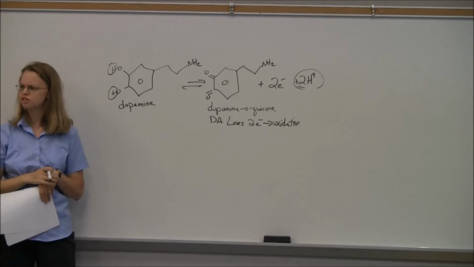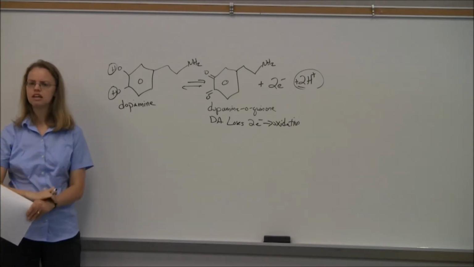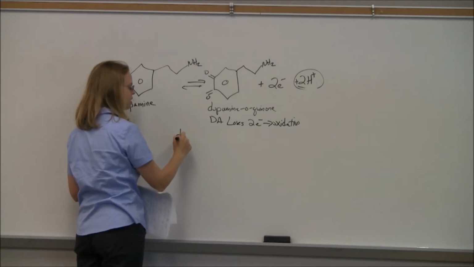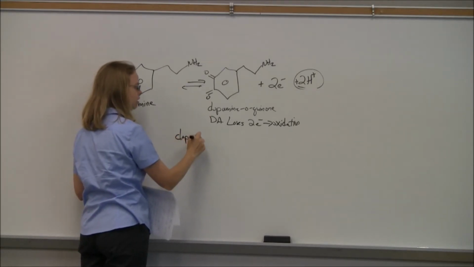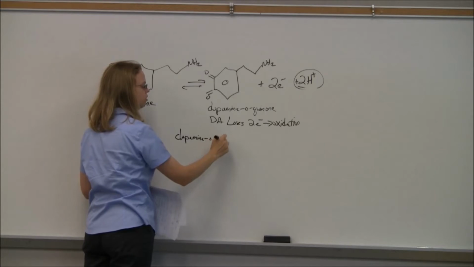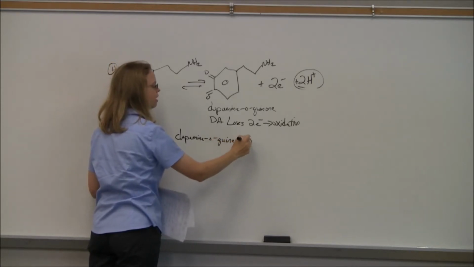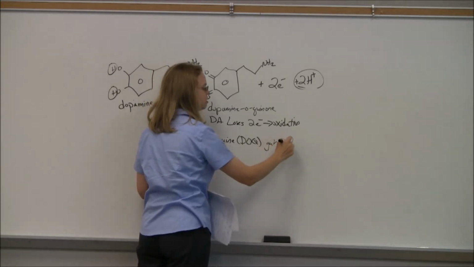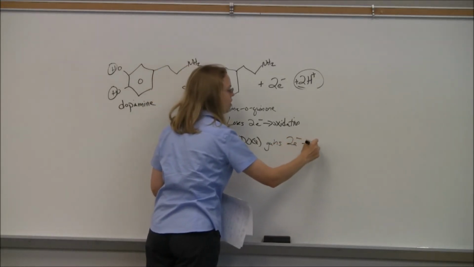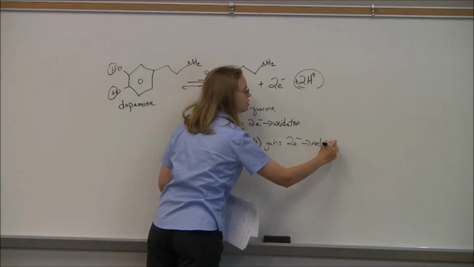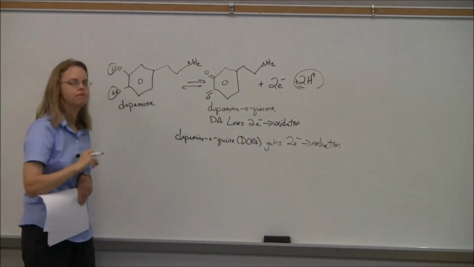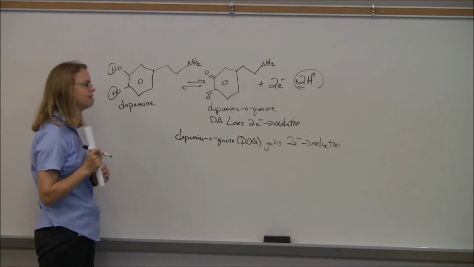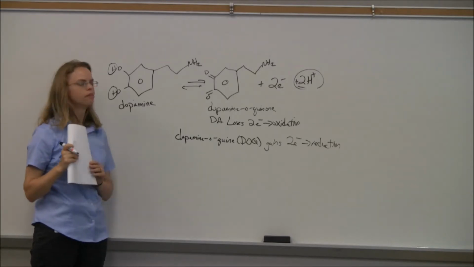It loses protons too, and that's part of the charge balance. All right, and so when we go back the other way, dopamine orthoquinone, which we usually write like that, then gains 2 electrons, and that's our reduction. So those are the reactions, again, that everybody in the lab has done. That's done in electrochemistry, and you just got to have them in your head.